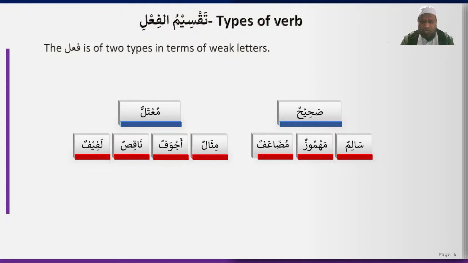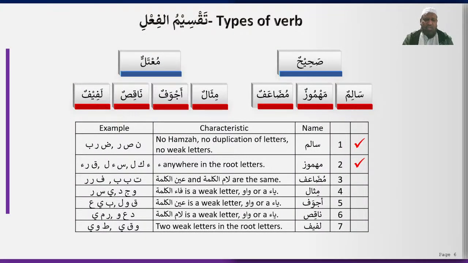So that was Mahmuz. Today we're going to learn Mudha'afun, which is the type of Sahih. So these are the meaning of all this. Salim means no Hamza, no duplication of letters, no weak letters. Number two, Mahmuz, Hamza anywhere in the root letters. Alhamdulillah, we have done this too. Now today we're going to learn Mudha'afun. Number three, Ainul Kalima and Lamul Kalima are the same. Example, you can say Ta, Ba, Ba. So first Ba is in place of Ain, which is Ainul Kalima, and the last Ba is in place of Lam, which is called Lamul Kalima. Next example, Fa, Ra, Ra. So we have the same letter in Ainul Kalima and in Lamul Kalima.